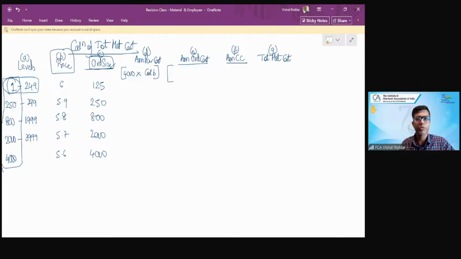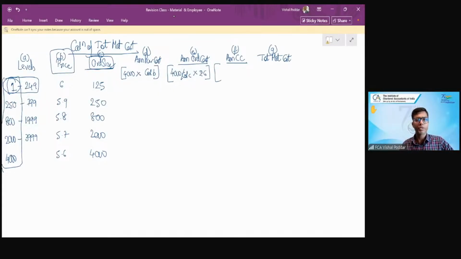Now ordering cost is what? Ordering cost is AR, which is 4000 upon order size. Order size is column C into cost per order. My cost per order is 6. So cost per order is rupees 6.